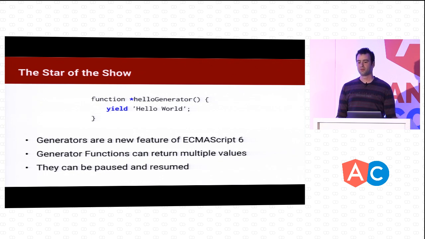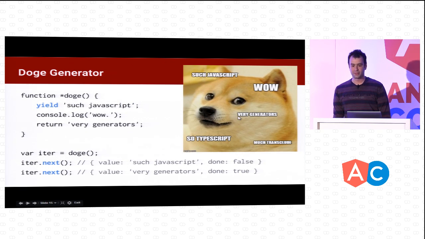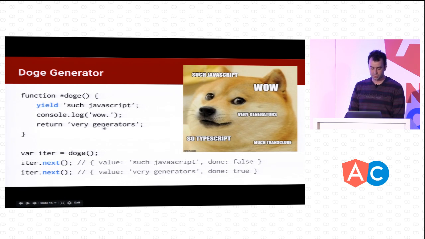So the first generator we are going to see is, of course, a meme generator. We all love Doggy, which says smart things like "that's JavaScript" or "very generators." This is an example of a simple generator that returns 2 values. The first one is returned using yield: yield the string "such generators", and then we also return another string that says "very generators."